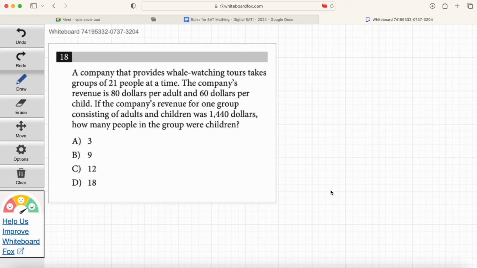We are solving for how many people in the group were children. How many people in the group were children? That's what we're solving for. And they give us 4 possible answer choices. These are the possible number of children in the group. Does that make some sense?